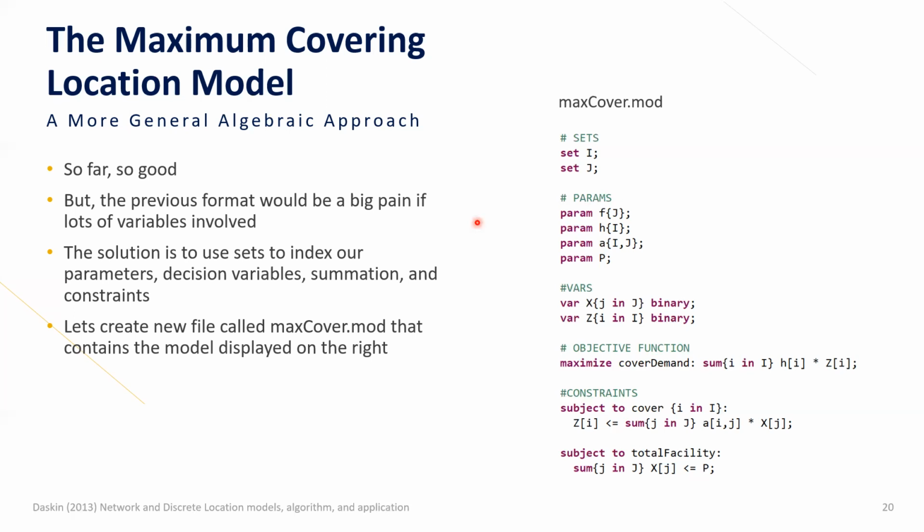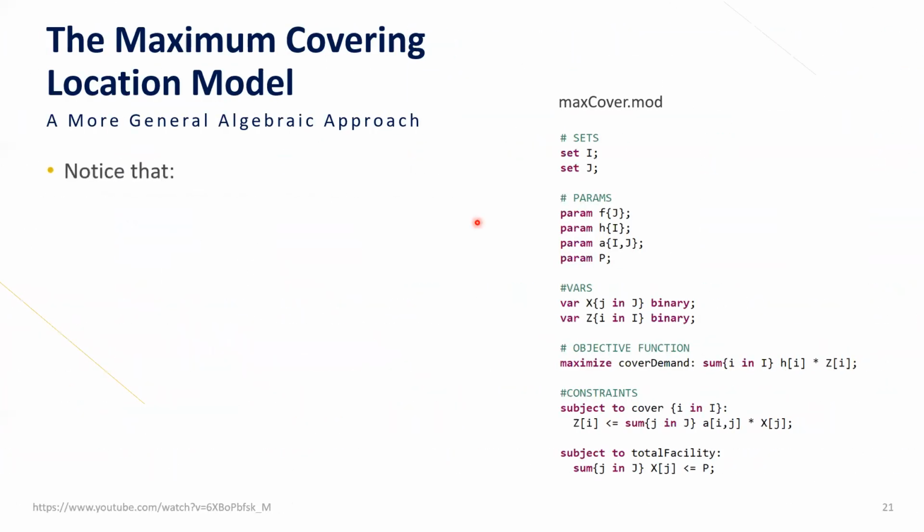Okay, let's create a new model file called maxcover.mod. It's displayed here on the right. We will create it like this. If you notice, parameters and variables are all indexed by sets, and the set for each parameter is written in curly braces. Okay, here are the sets I and J.